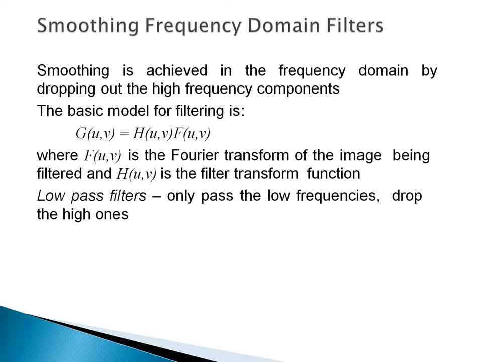So a smoothing function for filtering will be of the form G(u,v) = H(u,v) F(u,v), where F(u,v) is the Fourier transform of the image and H(u,v) is the filter transform. After applying this, I am going to get an image which will be equal to G(u,v).